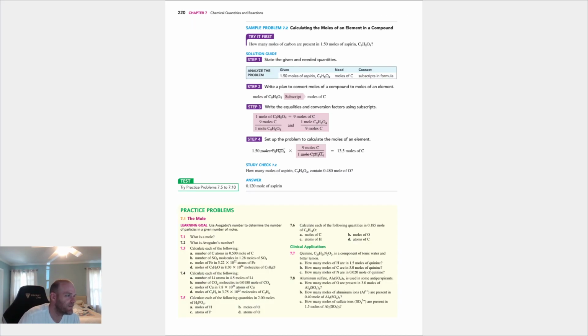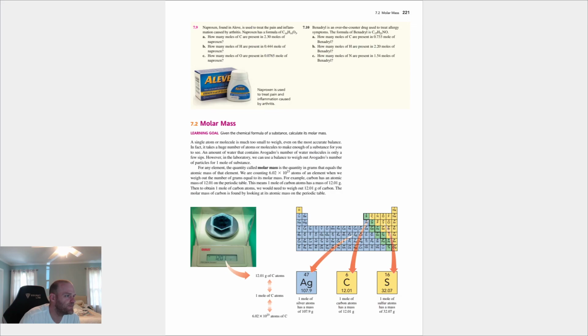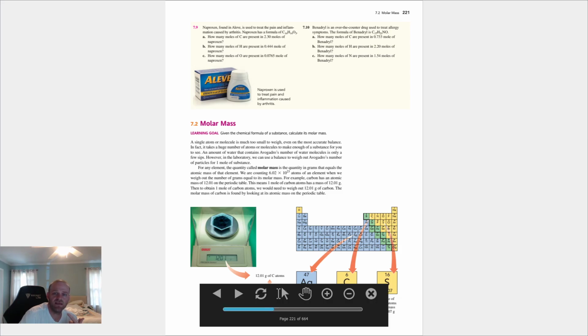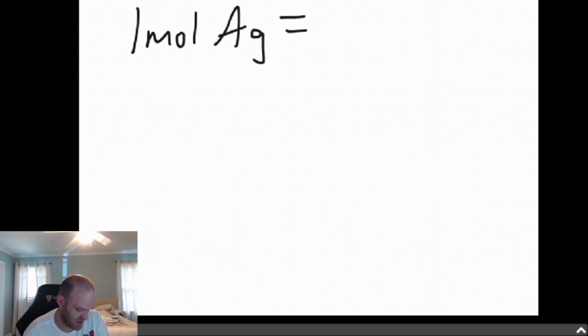All right, so another way we use moles is in molar mass. Okay, so let me bring up this. You'll see here on the periodic table that one of the things listed is a molar mass, and for silver it's 107.9. So what that means is that every mole of silver, 1 mole of silver equals 107 grams. 107.9 grams to be exact.